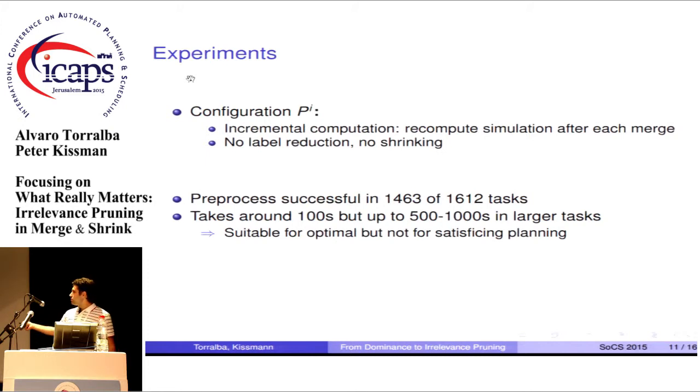Also, it's important to note that the preprocess is successful in most of the tasks, but not in all the tasks. This is quite expensive, and it takes several hundreds of seconds in some tasks. This means that it is suitable for optimal planning, where all these tasks that you cannot preprocess, you cannot solve optimally anyway. But for satisficing planning, we have to improve the current implementation and the current parameter configuration in order to be able to use that.